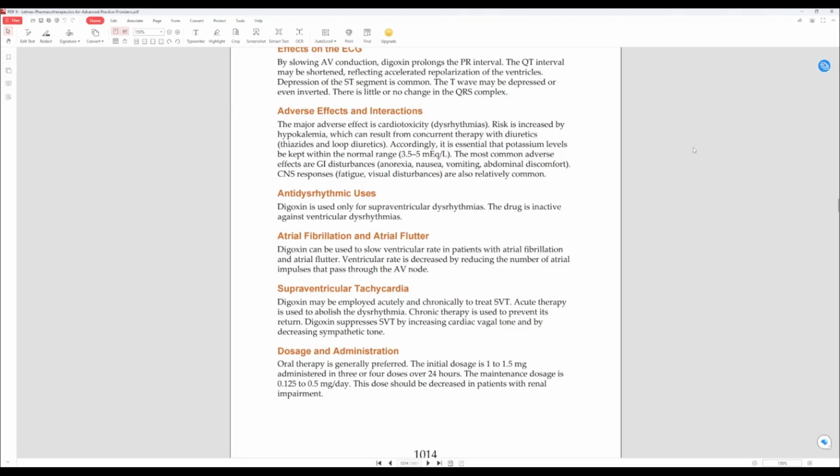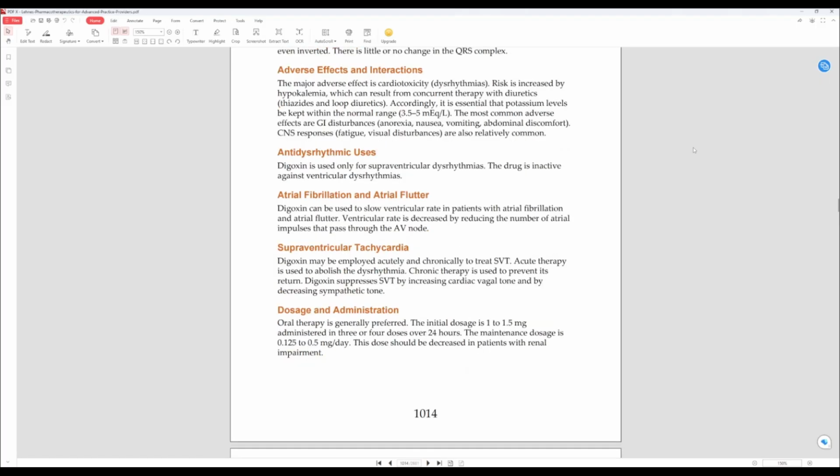So, AFib and aflutter. Digoxin can be used to slow the ventricular rate in patients who have AFib or aflutter. Ventricular rate is reduced by reducing the number of atrial impulses that pass through the AV node. In supraventricular tachycardia, digoxin may be employed acutely or chronically to treat SVT. Acute therapy is used to abolish the dysrhythmia. Chronic therapy is used to prevent its return. Digoxin suppresses SVT by increasing cardiac vagal tone and by decreasing sympathetic tone.